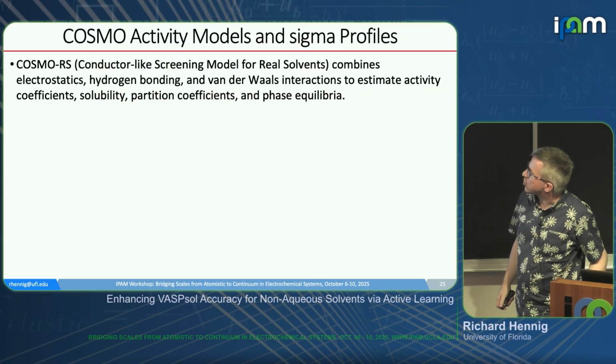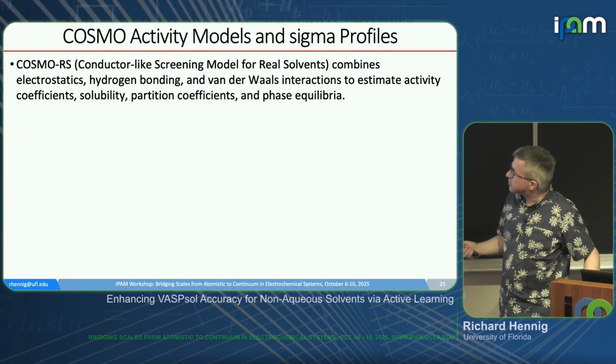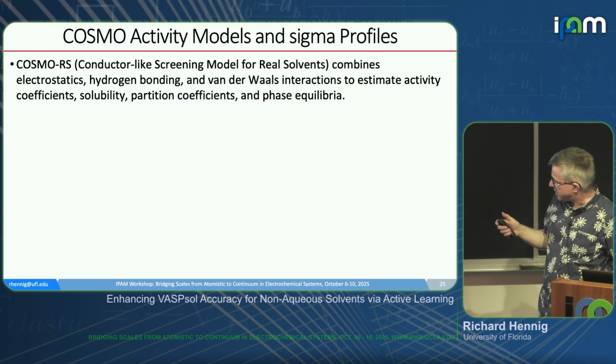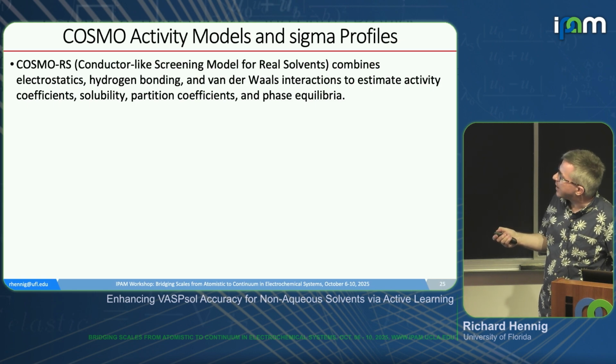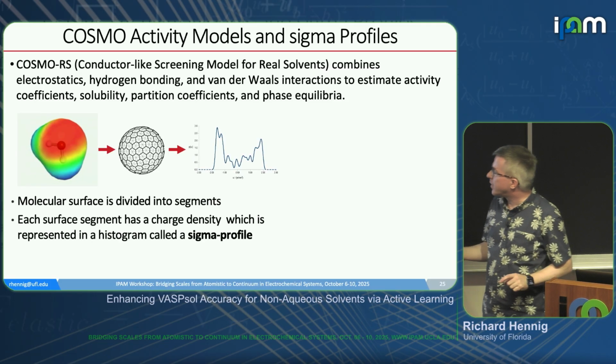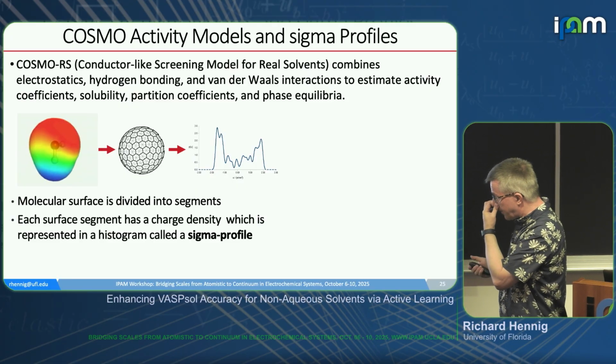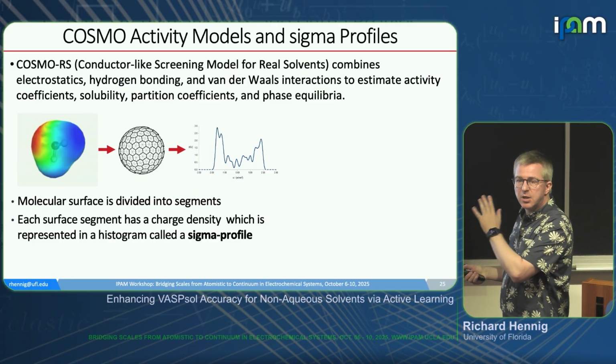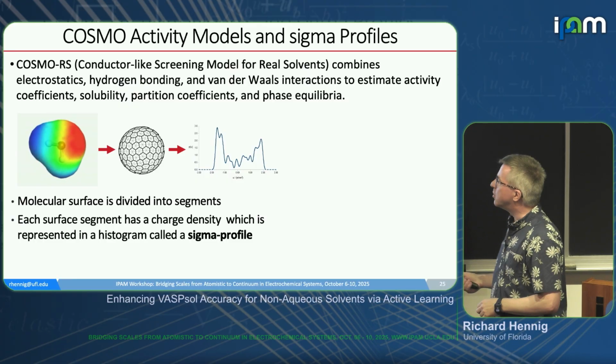Let me say something about the Cosmo model. The Cosmo RS model is a dielectric, implicit solvation model that describes some electrostatics, hydrogen bonding, and van der Waals interaction to estimate various solvation-related parameters: activity coefficient, solubility, partition coefficient, phase equilibrium. It's a company that does that. They've done a very nice job of parameterizing all those parameters, and they get very accurate models. I showed you on the earlier slides that they can do quite well.